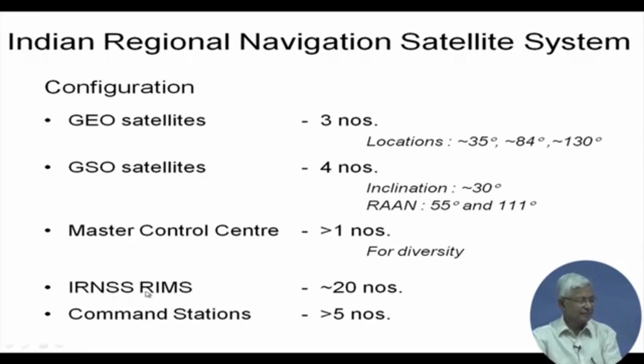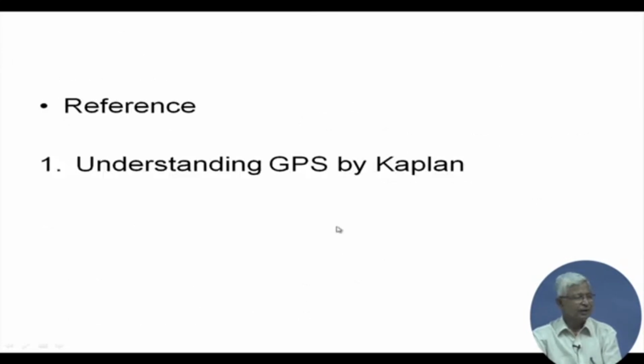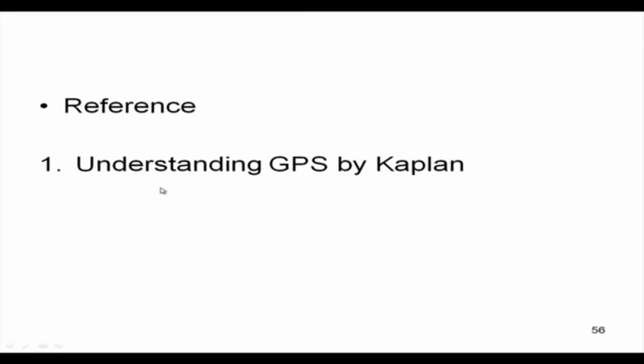And the range integrated monitoring system is required for the control segment. IRNSS RIMS stations are almost about 20 in number. I am not sure of the exact number, and there are more than 5 command stations. These data were collected some time back, so it may have varied now. We have mostly taken the reference of this linearization technique. It is available in many books. Here we have referred to a book, Understanding GPS by Kaplan.